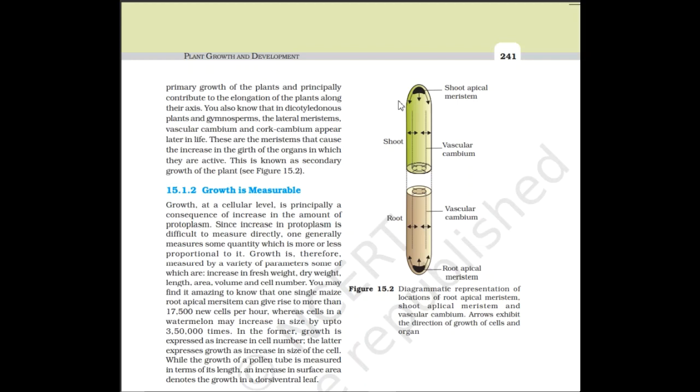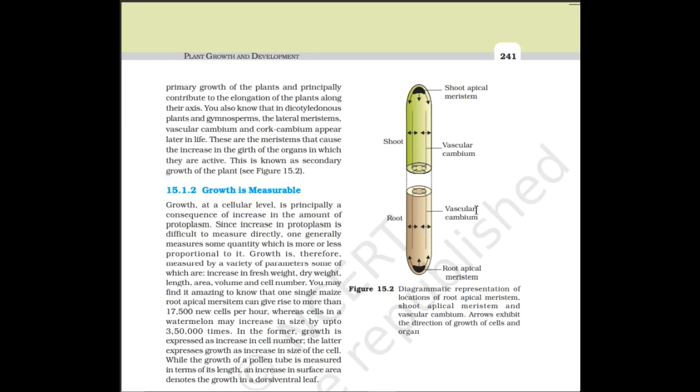You also know that in dicotyledonous plants and gymnosperms, the lateral meristems, vascular cambium and cork cambium, appear later in life. These are the meristems that cause the increase in the girth of the organs in which they are active. This is known as secondary growth of the plant. Figure 15.2 represents the secondary growth in plants, that is, increase in girth. Diagrammatic representation of location of root apical meristem, shoot apical meristem and vascular cambium. Arrows exhibit the direction of growth of cells and organs. So the direction of growth is downward in the shoot apical meristem, while in the root apical meristem it is upward.